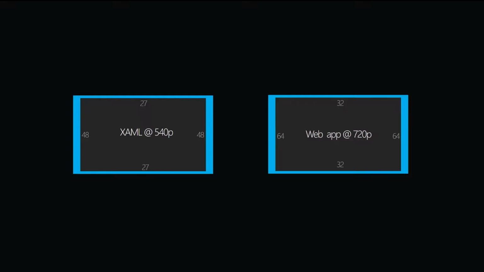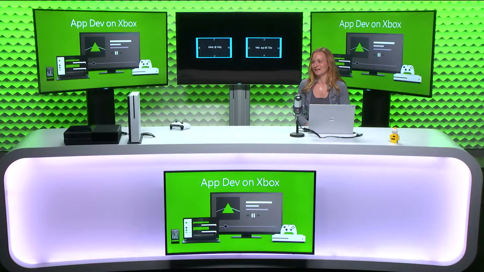The other thing to consider is the actual size that you will design in. So for XAML applications, you'll be designing at 540p, and for hosted web experiences, it's at 720p. That means your safe areas for XAML will be 48 by 48 on your left and right-hand side, and then 27 on top and bottom. And then for your hosted web apps, you will be at 64 on the left and right side and 32 on the top and bottom.